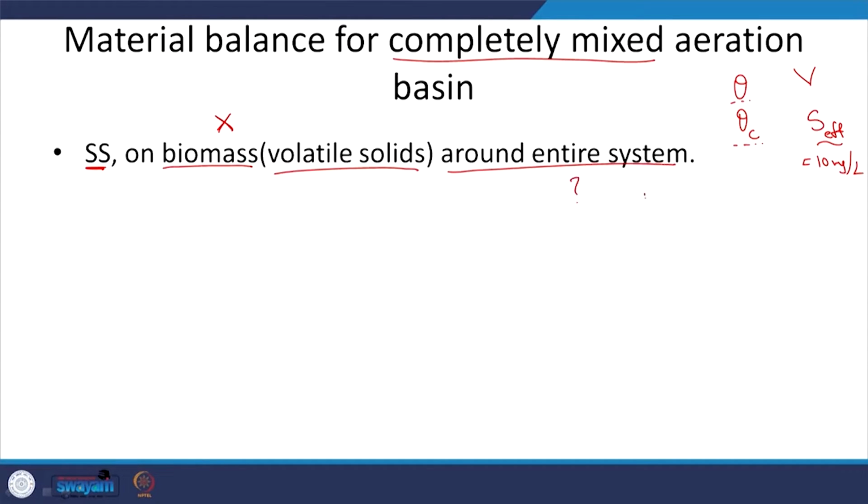Why the entire system? As in, I know that this is my aeration tank and this is my secondary clarifier where the sludge is being settled down and the supernatant is going out. Let us see, why can't I just apply the mass balance around this green colored control volume? Well, in that case I will have an additional variable, this Q recycle also will come into play.